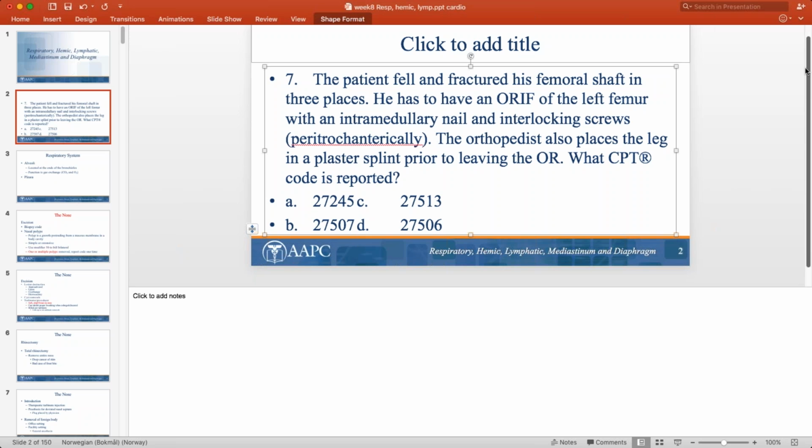So there's codes for you to choose from. 27245, 27507, 27506, and 27513. Answers in the chat box, please. Oh, that was good. Was that the one with a nice star next to it? Let's see, 27506, you guys say?